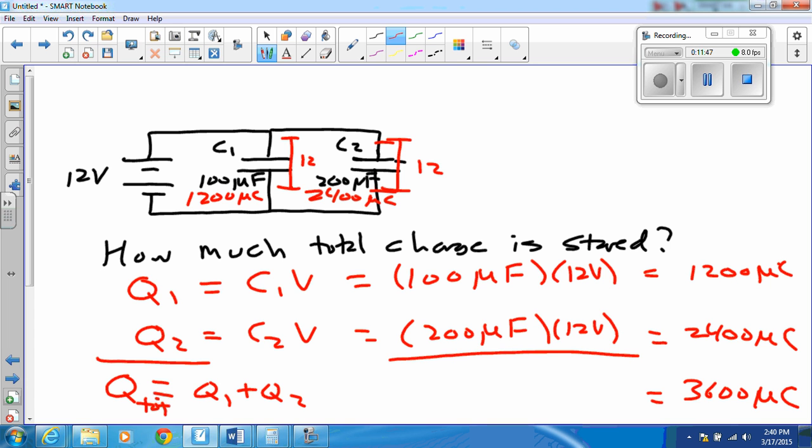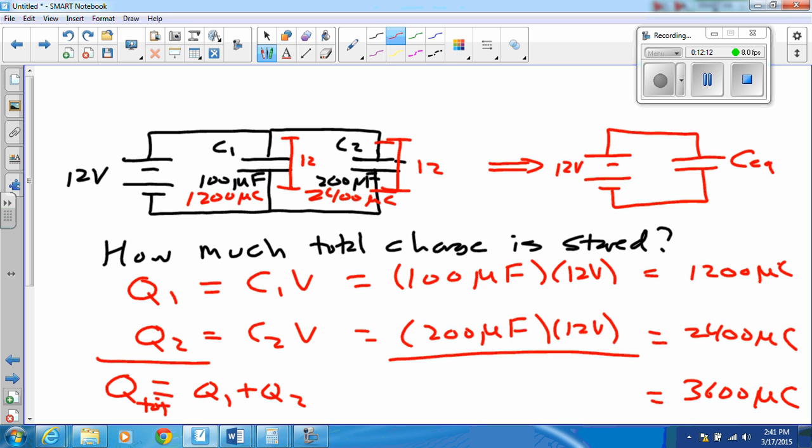So the engineer comes along and says it's wasteful to have 2 capacitors storing this charge. We should be able to take those 2 capacitors out and put in 1 capacitor that can store the same charge at the same voltage, an equivalent capacitor. In other words, we ought to be able to transform our circuit into a circuit with a 12-volt power supply and an equivalent capacitor that does the same job as both of these put together.